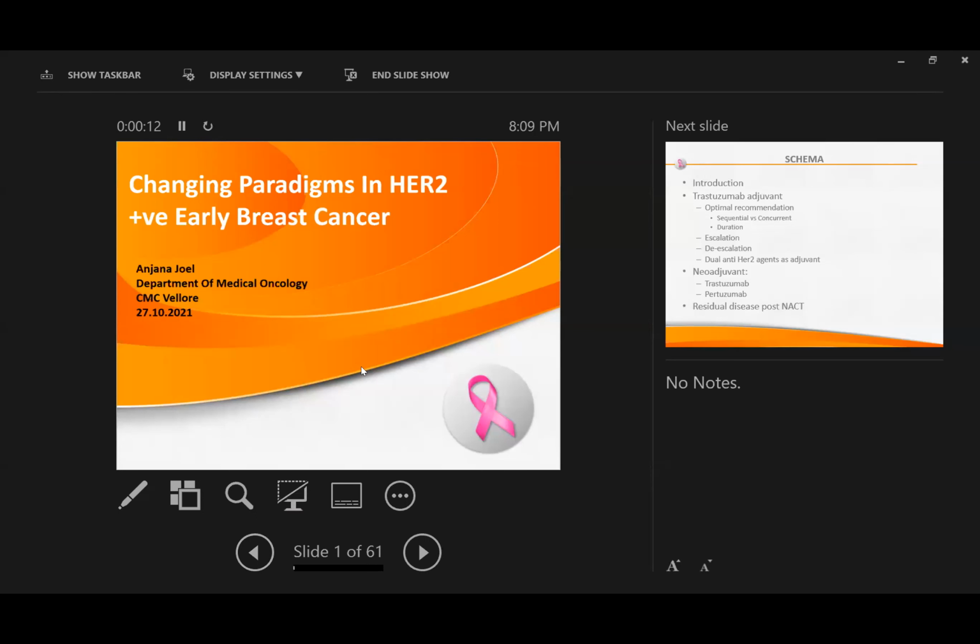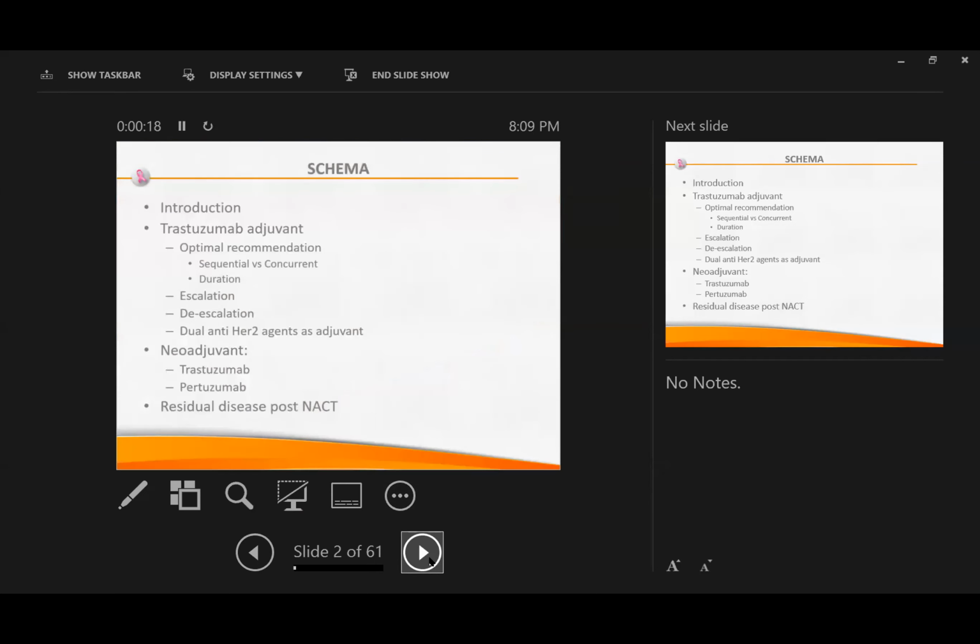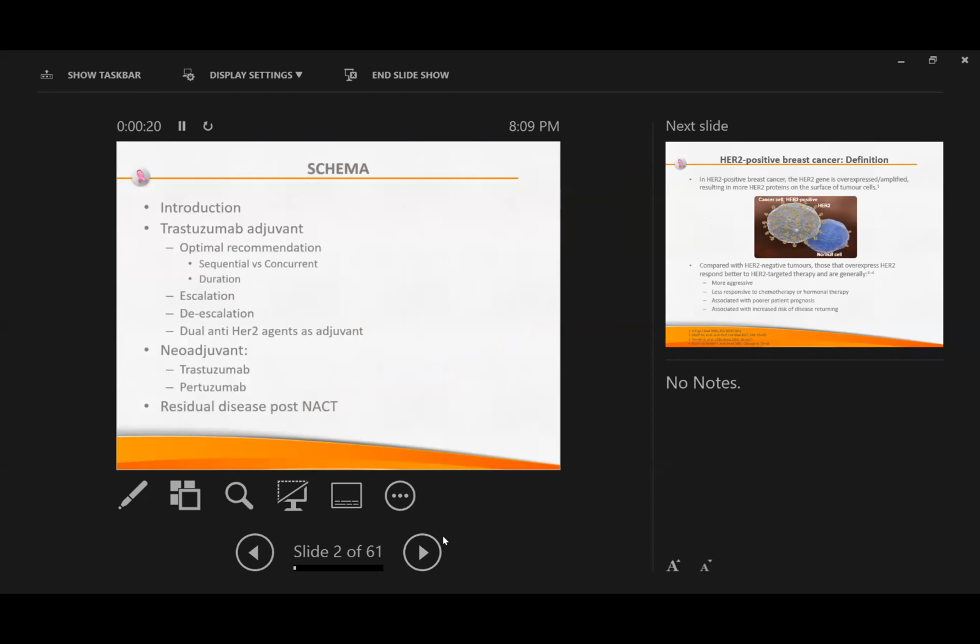So what I'll be talking about is the changing paradigms in HER2-positive early breast cancer. This is the schema of my talk. I will give you a brief introduction. I understand that there are a lot of postgraduates here. So we will discuss what HER2-positive breast cancer is, a little bit about how the treatment evolved, how trastuzumab came into the picture, and the various strategies in terms of adjuvant, neoadjuvant, and what we do when there's residual disease post-neoadjuvant treatment.